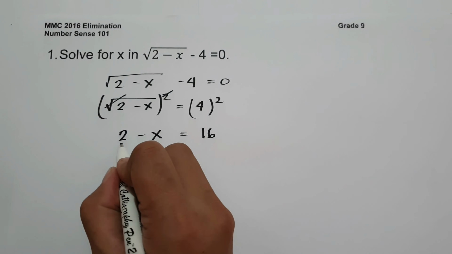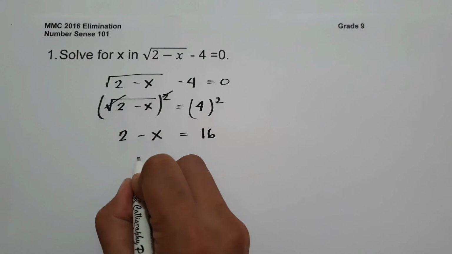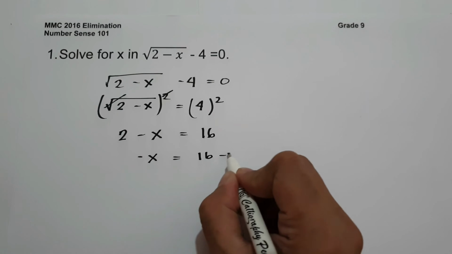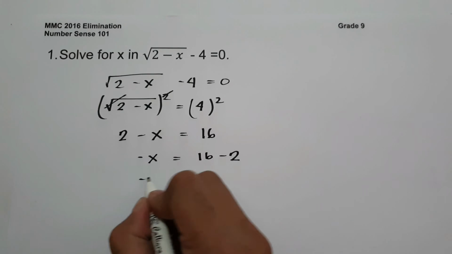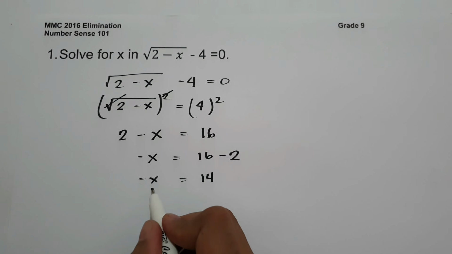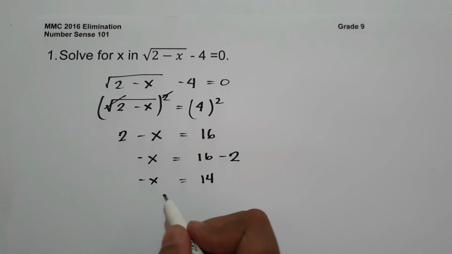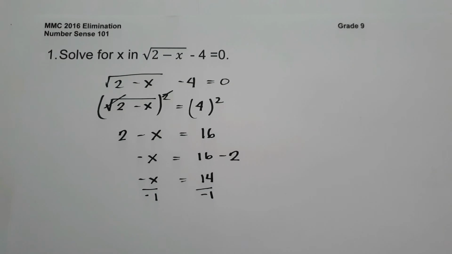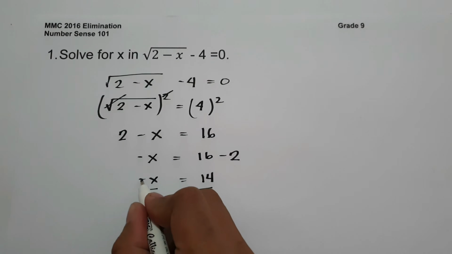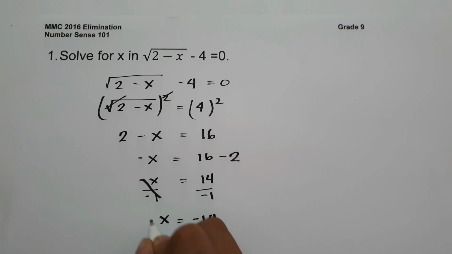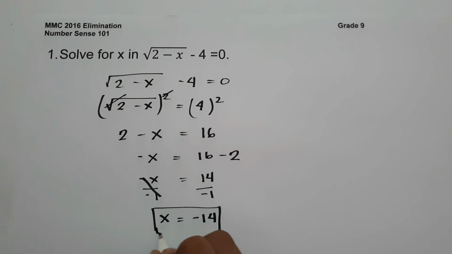And we are going to move 2 to the side of 16. And we have negative x equals 16 minus 2. It will give us 14. And to eliminate the negative sign on the variable x, we are going to divide the whole equation by negative 1. So we are going to cancel this one. So x is 14 divided by negative 1. It will give us negative 14. And this will be the value of x.